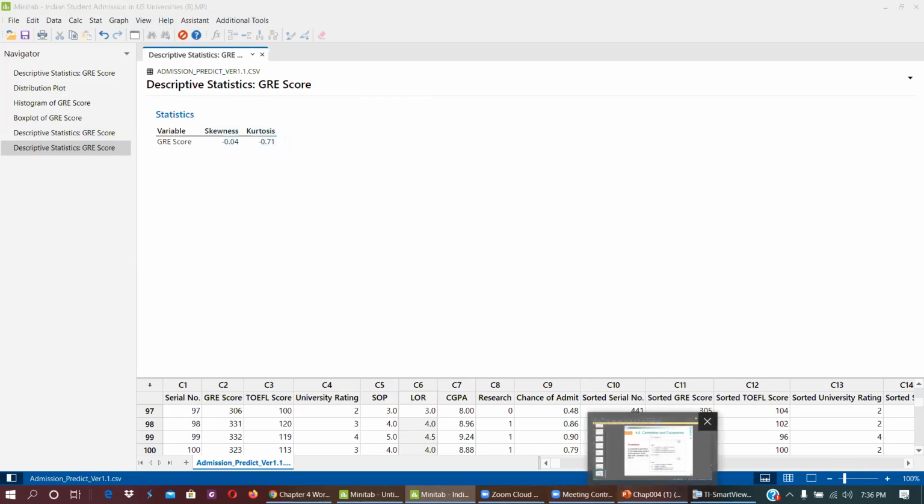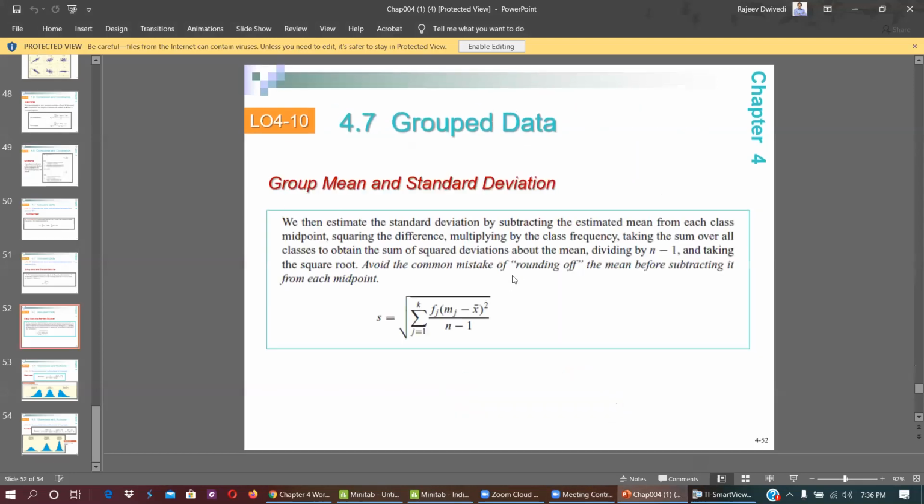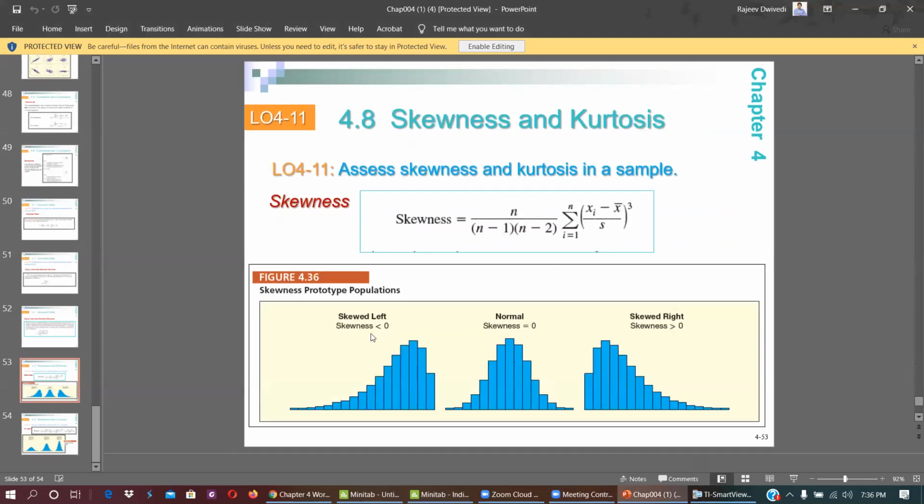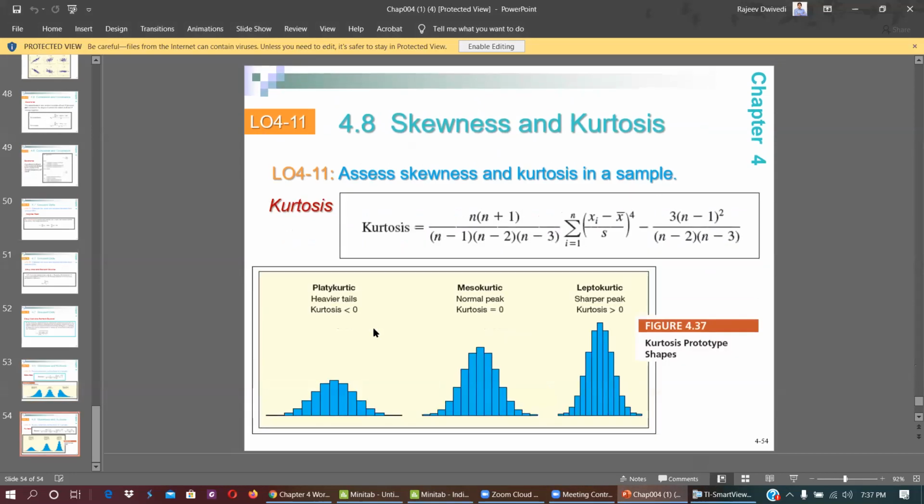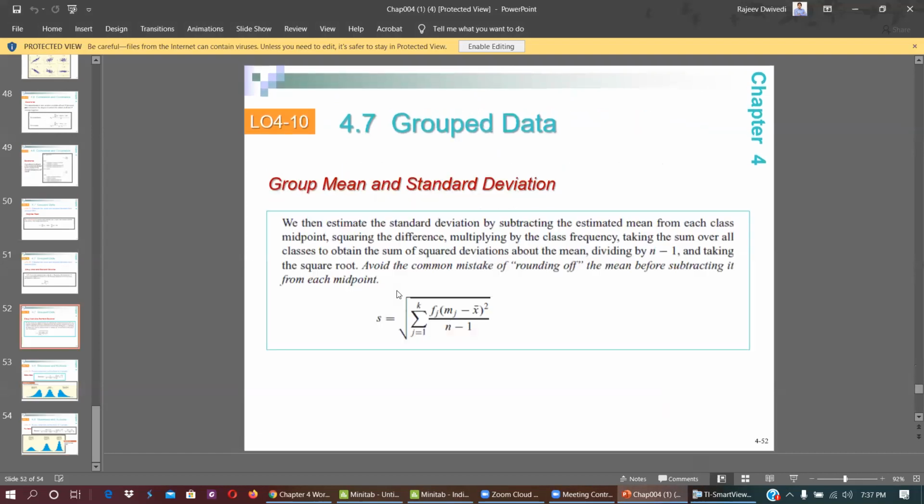Look into this. It is less than 0, that means skewed left. So skewness is skewed left, and this is a little bit flat kind of thing. So this is heavier tails, that means platykurtic. So this is the shape of the kurtosis. Is it making sense?